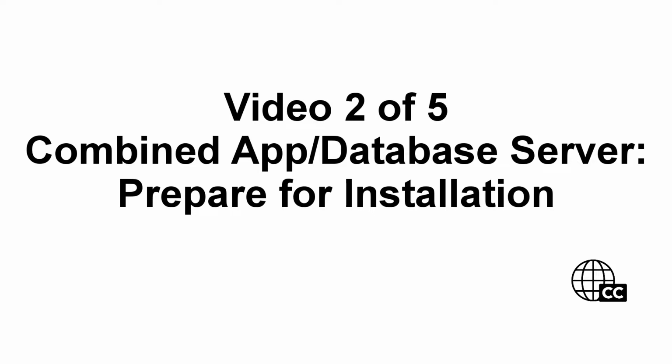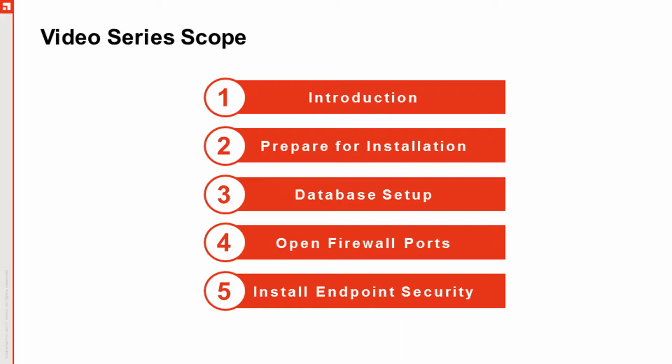This is video 2 of 5 in our video series demonstrating how to install our products on a combined application and database server. In this video, we'll complete the first task toward installing Endpoint Security, reviewing the requirements. If you'd prefer, you don't really need to watch this video, as this information is freely available in the Endpoint Security Server installation guide, which we've linked to in the video description. However, this video touches on the most important points, and just watching the video should get you prepped.